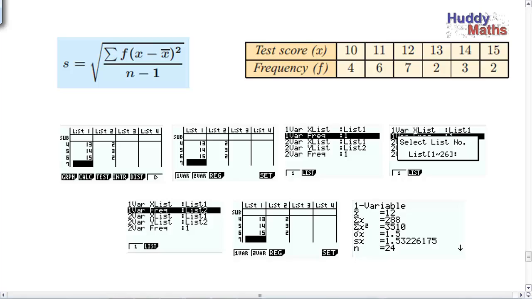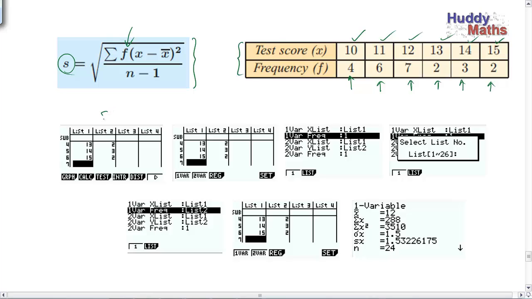Okay, so this formula looks a lot like the other standard deviation one for a sample, and it is. It's just got an F there. In other words, when you have a frequency table, each test score occurred with a frequency. You can't just put these into list one, because they all occurred a different number of times. The frequency was not one. So let's just revise the calculator where you have a frequency table.